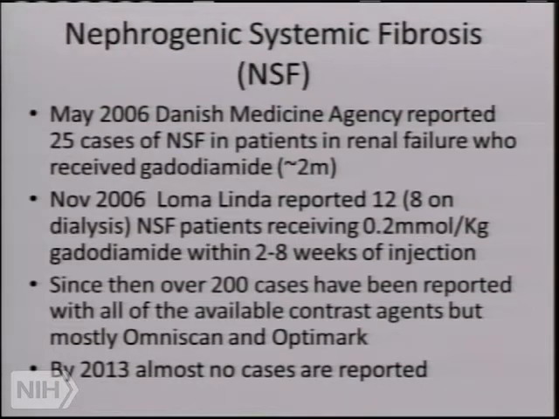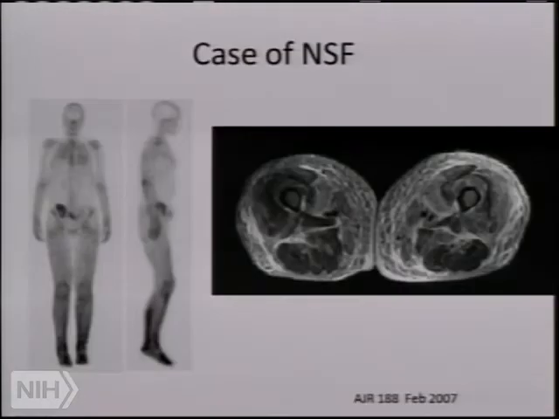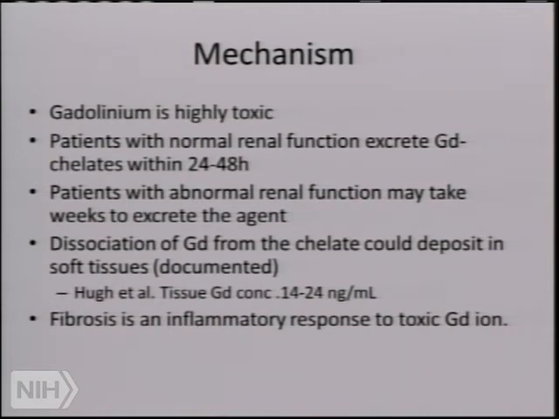relatively lower thermodynamic stability. But since our awareness has been raised about this, since 2013, almost no cases have been reported of this because we can successfully avoid it. And this is what it looks like on an MRI. There's a lot of swelling and fibrotic tissue in the soft tissues.